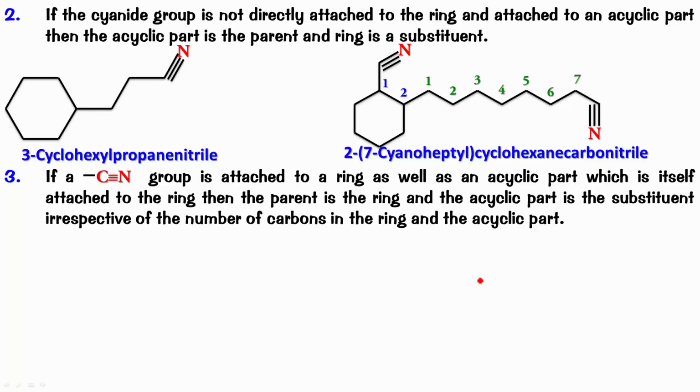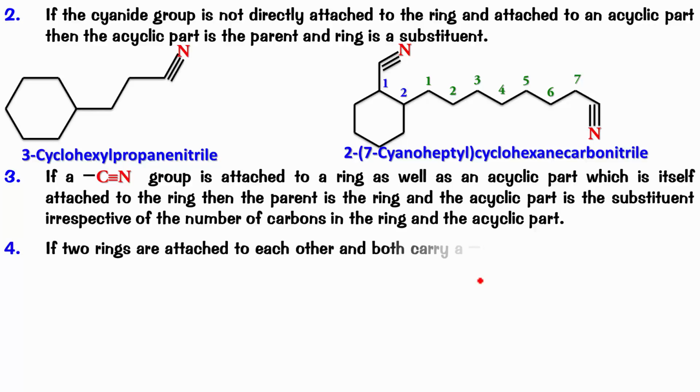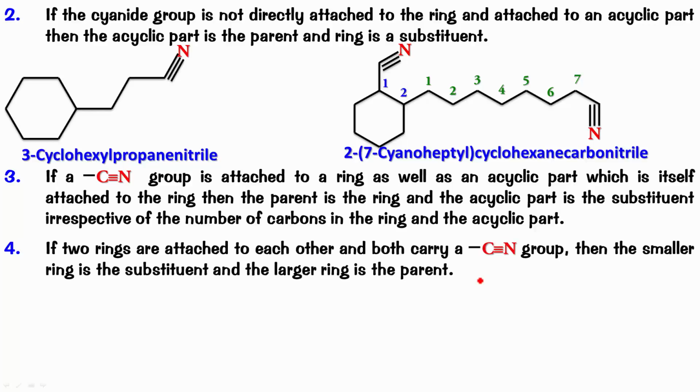Alright, what happens if 2 rings are attached to each other? Both have cyanide. Well, if they are of the same size, you can use any one of them. If they are of the same size, and one has more substituents, the other fewer, the one which has more substituents is the parent. But if the sizes are different, then the one which is bigger is the parent. If 2 rings are attached to each other and both carry a CN group, then the smaller ring is the substituent and the larger ring is the parent.